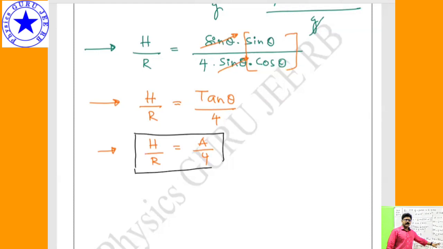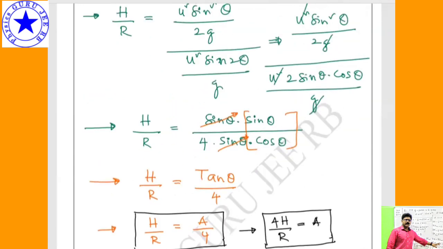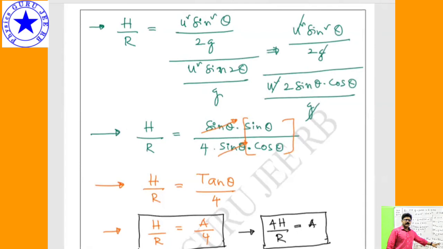And yesterday I gave this one as homework. By cross multiplication, 4h divided by r is equal to a. This is the answer for that particular question. Hope this is clear to all. Yes, no? So just take a screenshot. If you have any doubts, let me know.